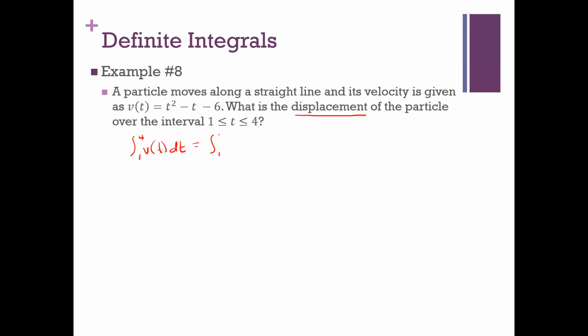So let's just take this slow. t squared minus t minus 6. All right, so this will give us the displacement. Basically, I'm going to find out where this object was at 1 second, where the object was at 4 seconds, and find the difference. But to do that, how do I have to continue this? Yeah. What is the antiderivative of this expression? 1/3 t cubed. 1/2 t squared.